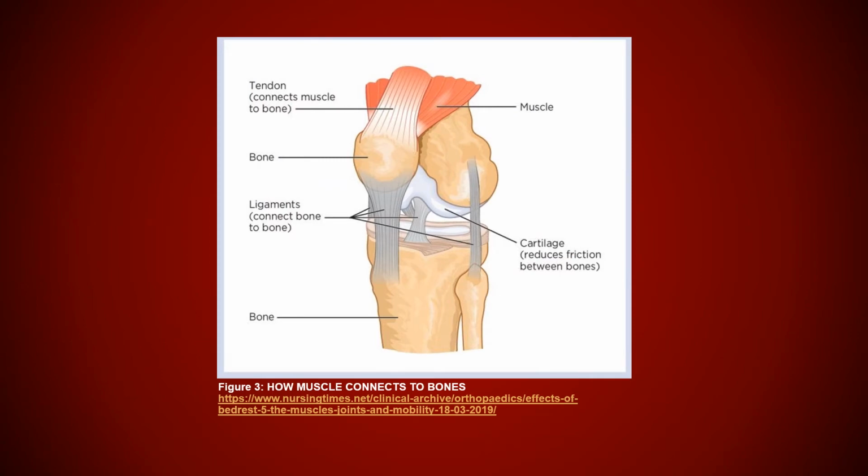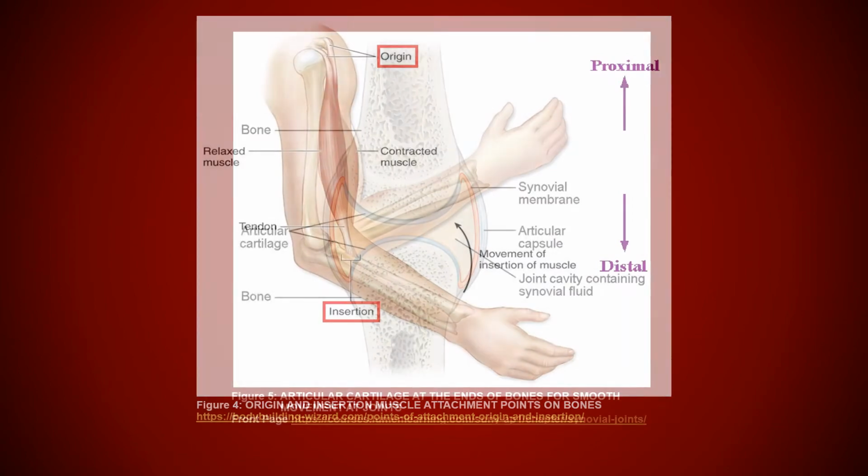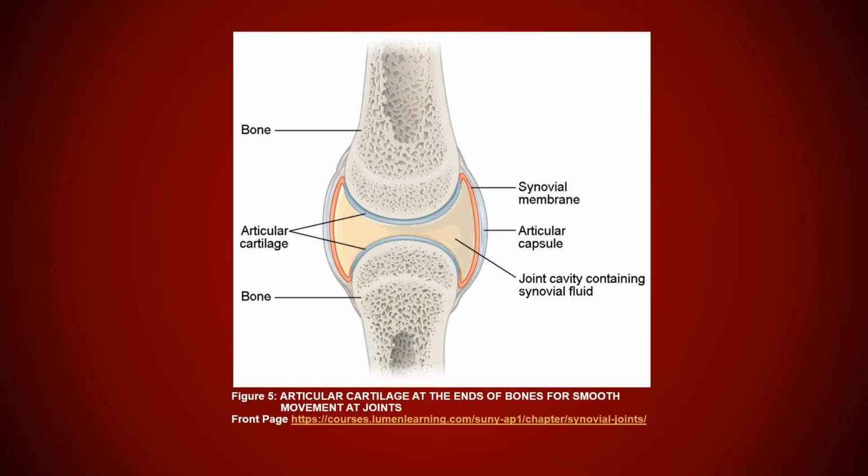Muscles connect to the ends of bones with tendons and ligaments. Lever systems are formed, and the muscle is the force that moves the bones. The attachment points on bones are known as the origin and insertion. Cartilage at the ends of bones reduces friction during movement.